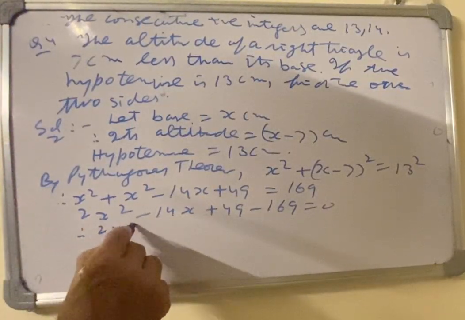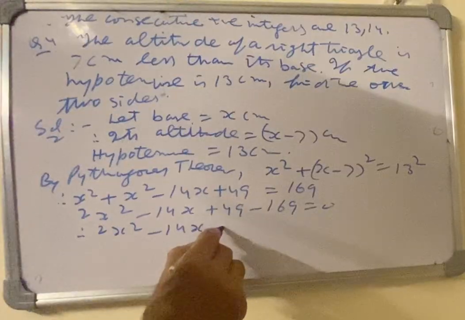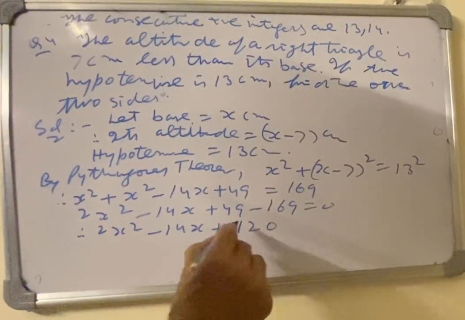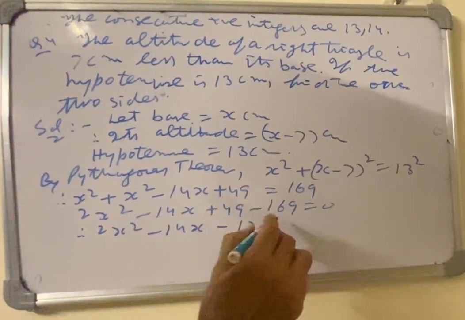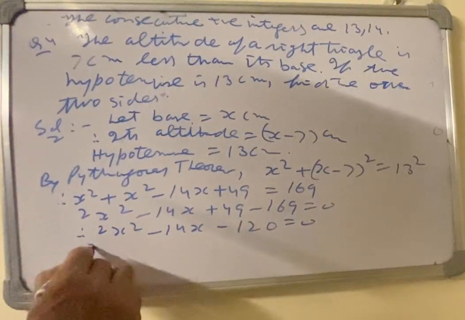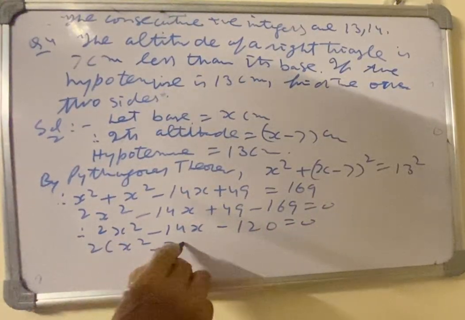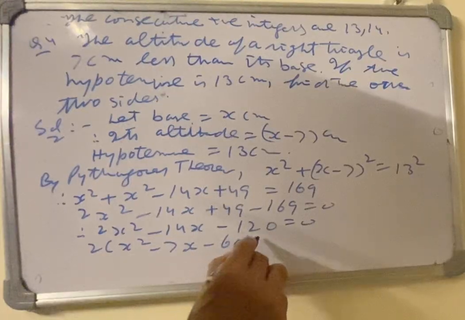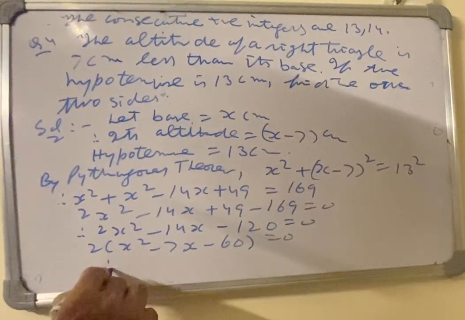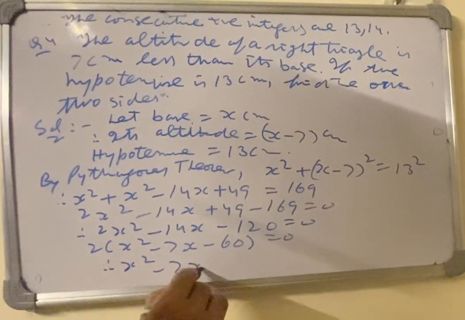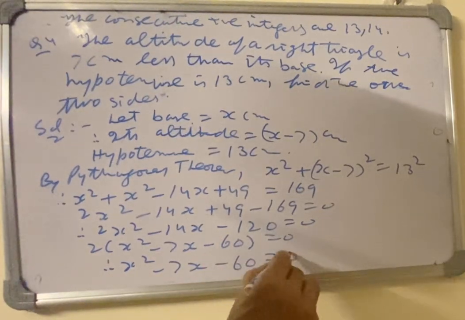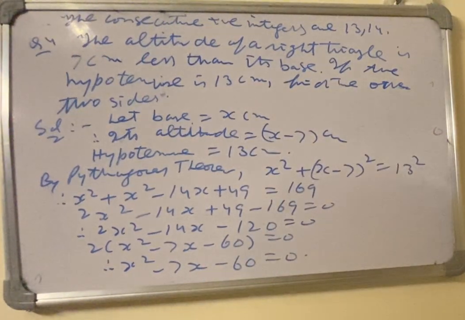So 2x square minus 14x minus 120 is equal to 0. 2 is common, x square minus 7x minus 60 is equal to 0. Therefore, x square minus 7x minus 60 is equal to 0. Now you will factorize this.